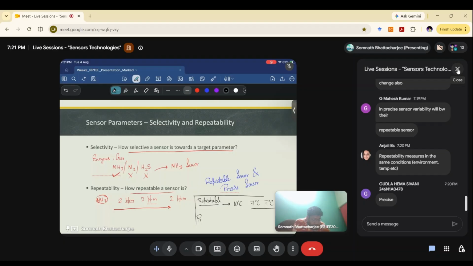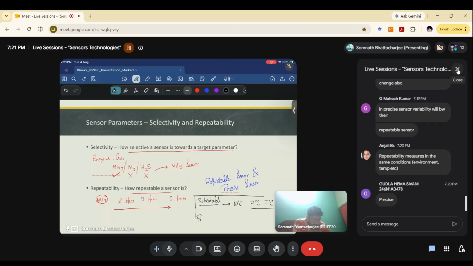Does it need to be repeated? No, because there's an error of 3 degrees centigrade for the repeatable sensor, right? But for the precise sensor, the error is only 0.2. This is a very precise sensor that is not repeating, that is not accurate at all. So in any of the cases it is not giving 10 degrees centigrade.